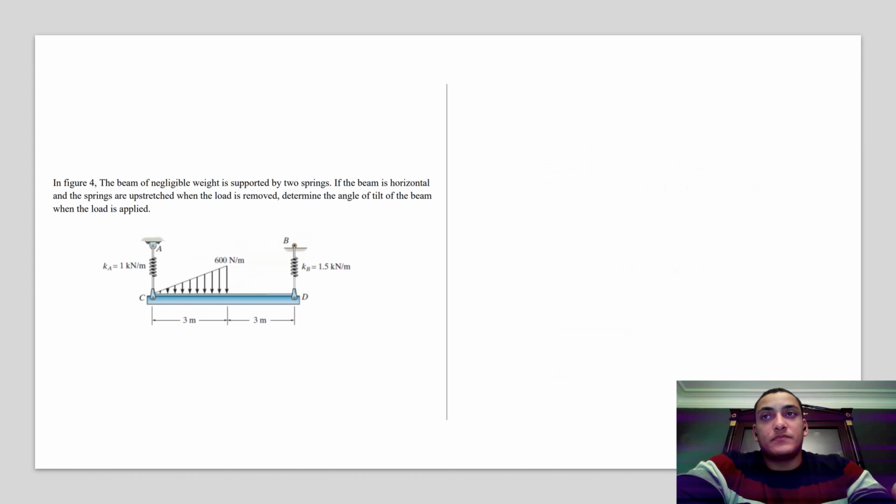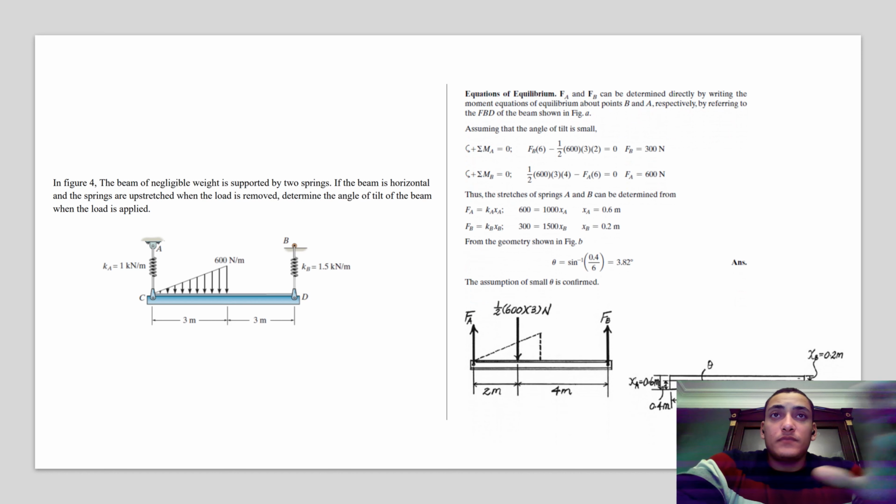Let's look at this example. In figure 4, the beam of negligible weight is supported by two springs. If the beam is horizontal and the springs are unstretched when the load is removed, determine the angle of tilt of the beam when the load is applied. As you can see, this problem might seem a little complicated, but it's actually not.